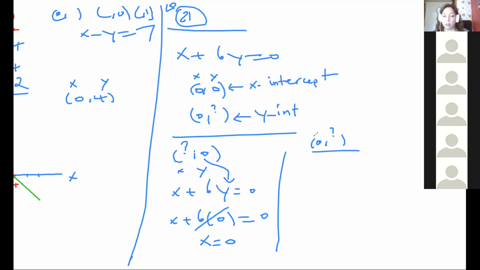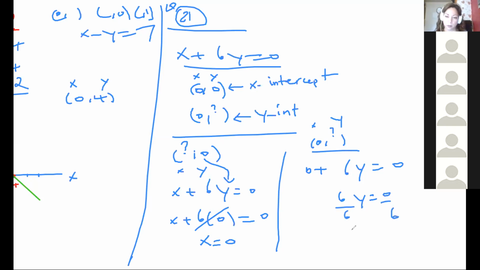Okay, so same thing. This time we know the x, we don't know the y. So we're going to plug that into the equation here. X, we know, is 0, plus 6y is 0. Then we solve this. What is 0 plus 6y? 0 plus anything doesn't change it. It would be 6y, and 0. Then what do you do to get the y? Then divide by 6. The y will be 0.